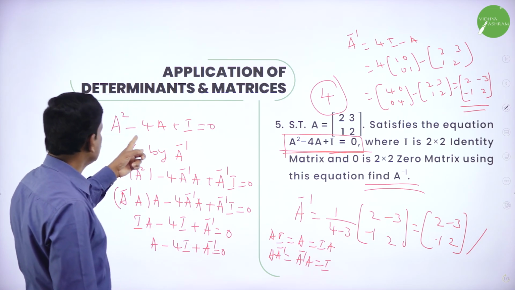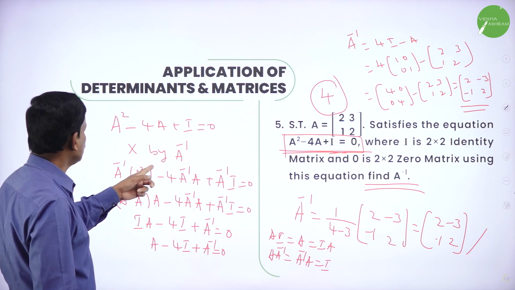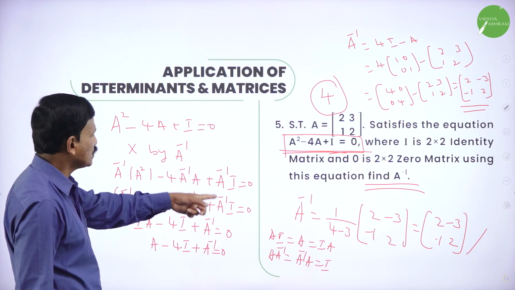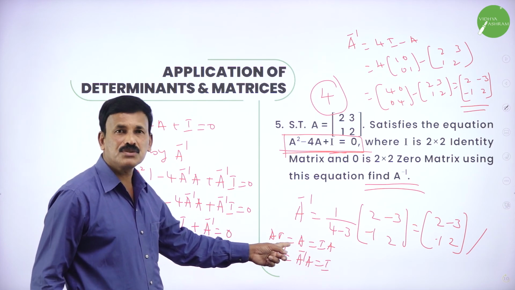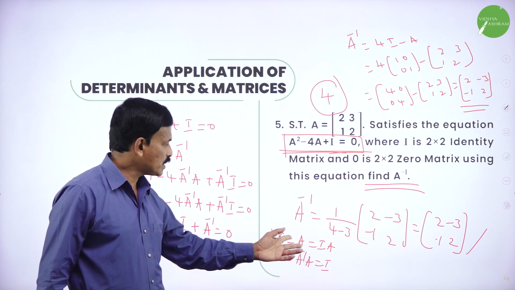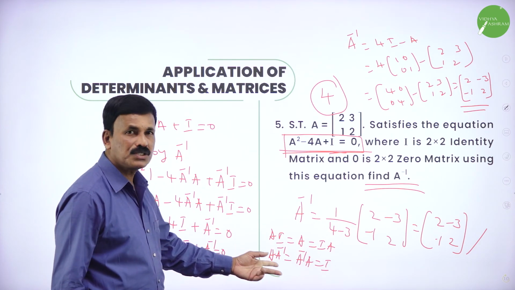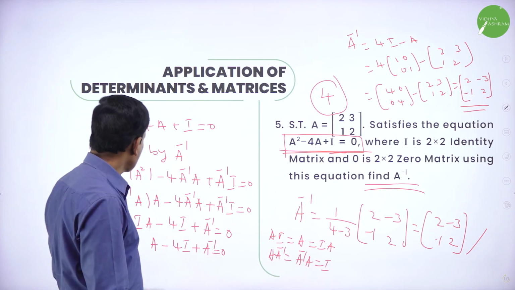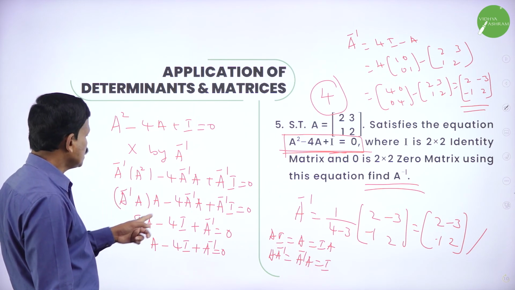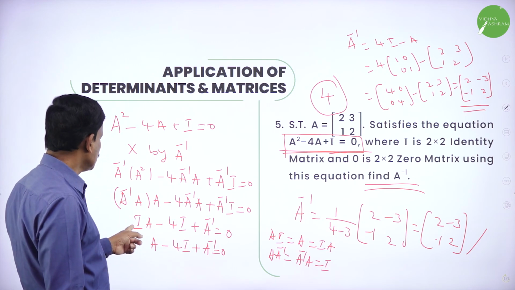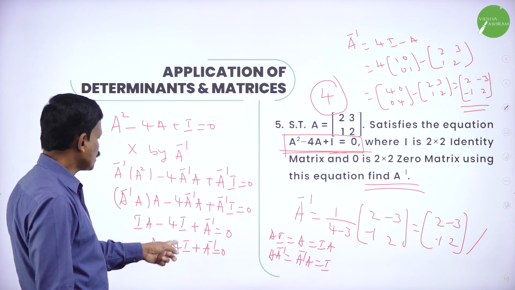So given the equation A square minus 4A plus I, multiply by A inverse. So you know the formulas. A into I is equal to I into A. If you multiply any matrix with an identity matrix, you will get the same matrix. A matrix into its inverse is equal to an identity matrix. So A inverse into A is I, A inverse into I is equal to A inverse, A into I is A, 4I, A inverse.